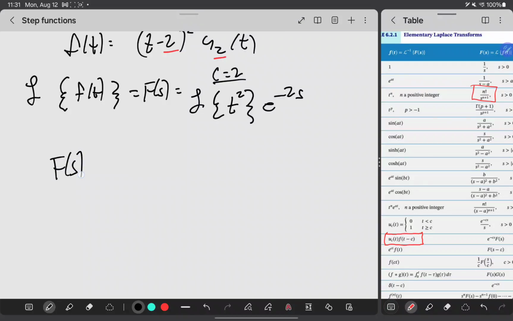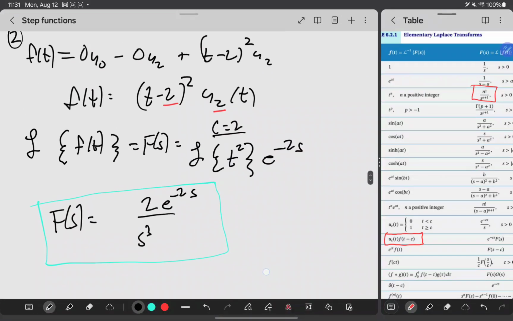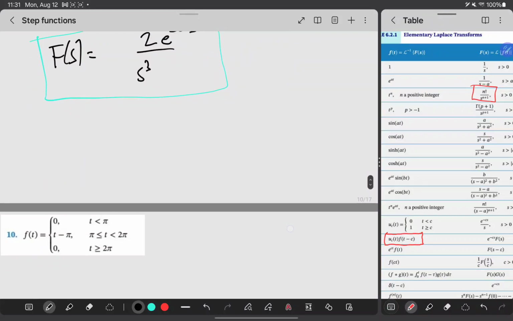F of s is equal to Laplace of t squared. So our n is 2, so that's 2 factorial, which is 2 over s to the 2 plus 1, s cubed, right? Times e to the negative 2s. And I think that's the answer. Yes, it is. So you see how that works. It can be a little weird.